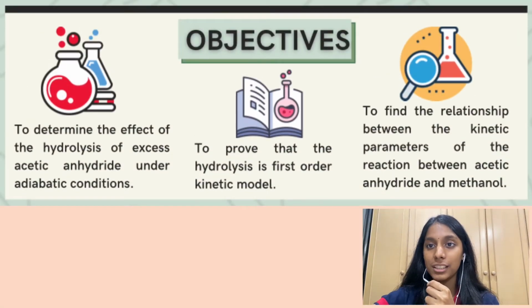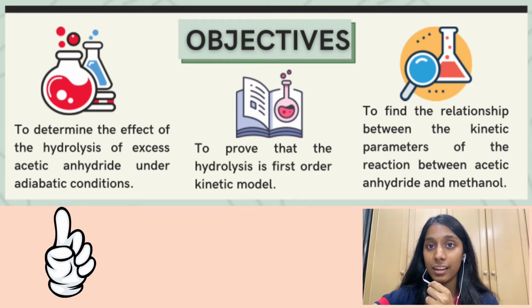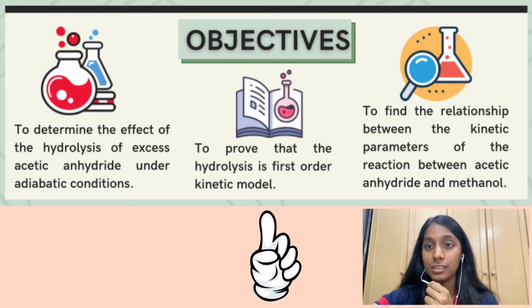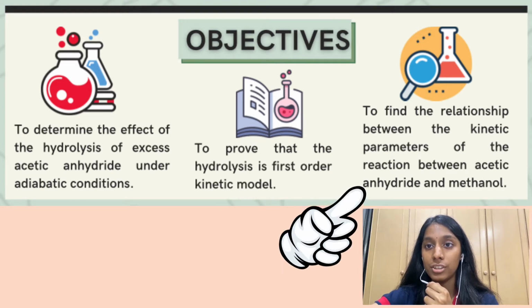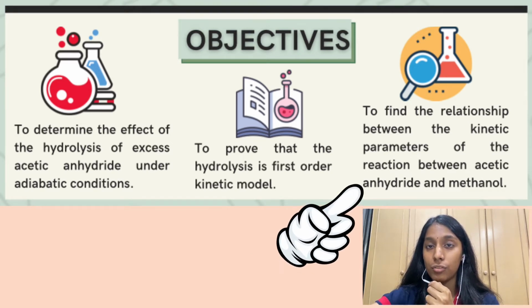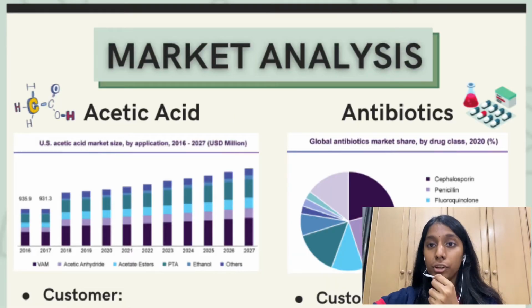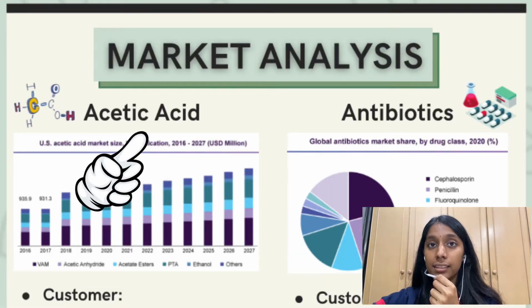There are three objectives in our experiment today. The first objective is to determine the effect of hydrolysis of excess acetic anhydride under adiabatic conditions. The second is to prove that the hydrolysis is a first-order kinetic model. And the final objective is to find the relationship between the kinetic parameters of the reaction between acetic anhydride and methanol.